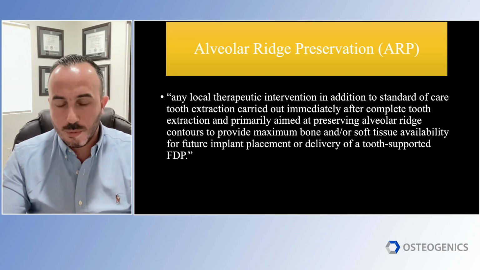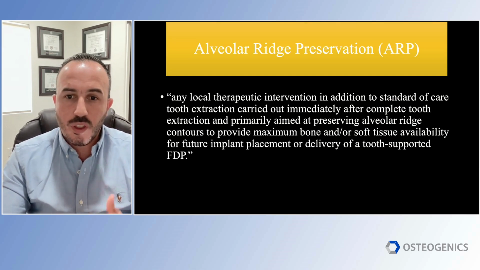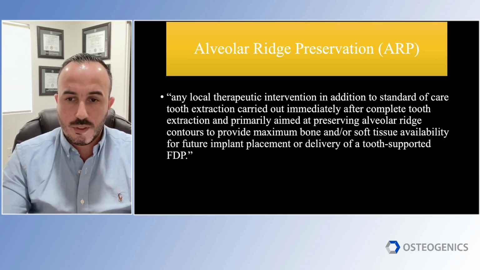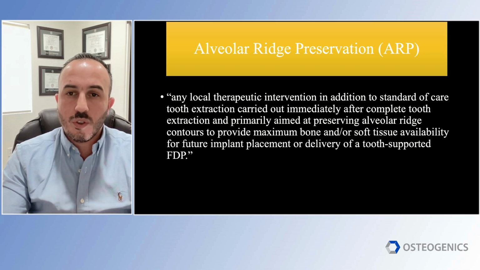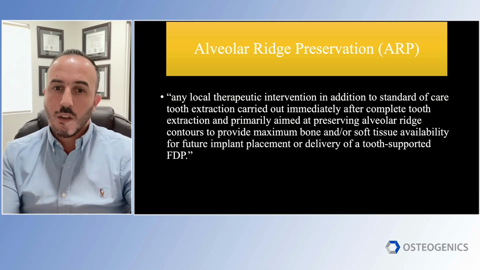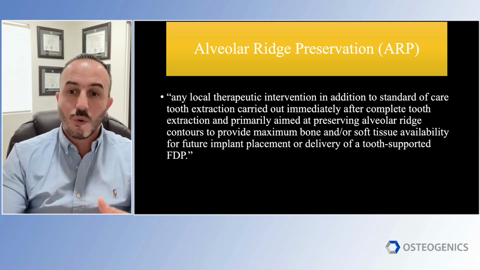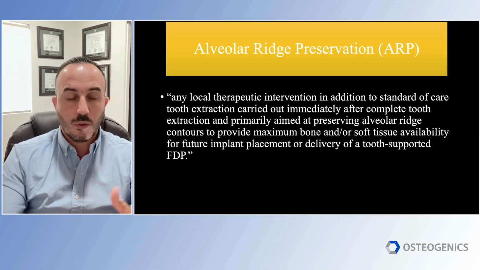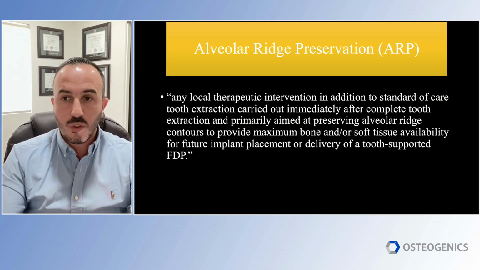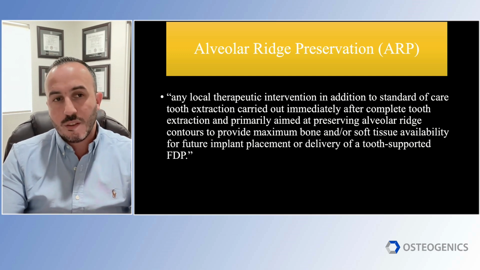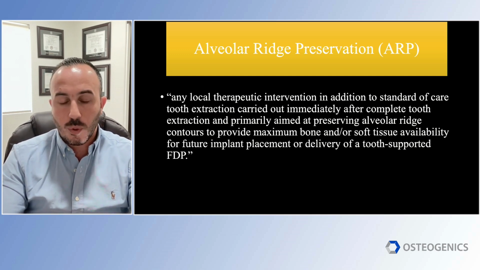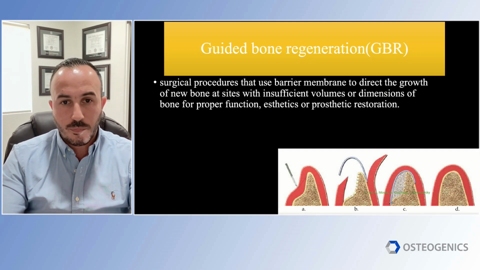So what is alveolar ridge preservation? It is any procedure that we do at the time of the tooth extraction where we're trying to preserve hard and soft tissue in order for future implant placement or even pontic site development. If we're planning to do a fixed partial denture in the future, after we extract the tooth, we want to make sure we prepare the pontic to receive the FPD later.